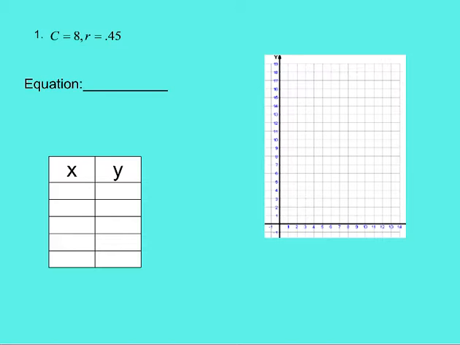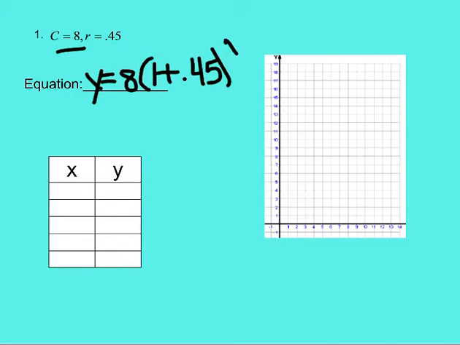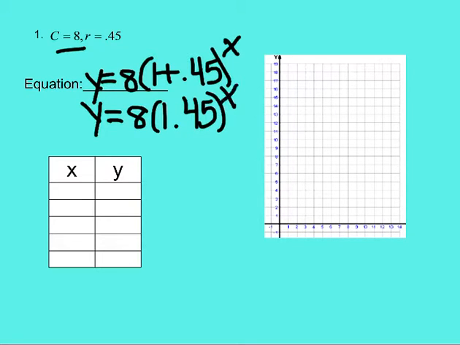So to write the equation, we're going to have y equals, and then we're going to take our starting amount, which is 8, times 1 plus 0.45 to the x. Okay, now you could go and simplify this down. I won't take off points if you don't, but for me, I just like it as simplified as possible because that's just one less button I have to press on my calculator. So this right here is the equation that we're going to graph.